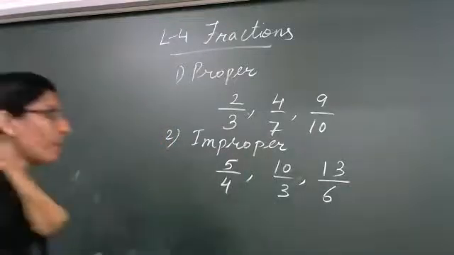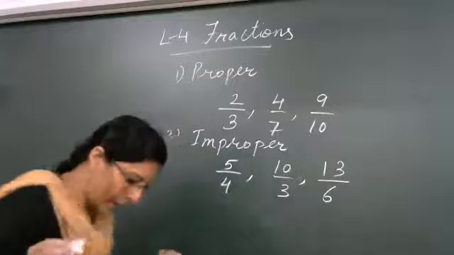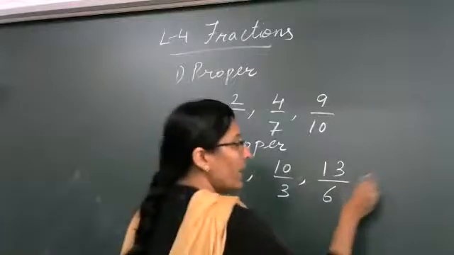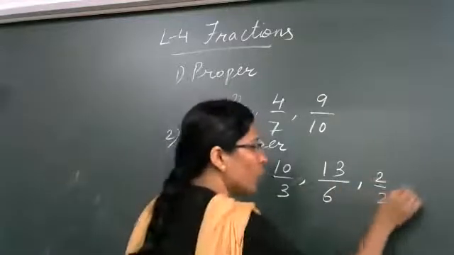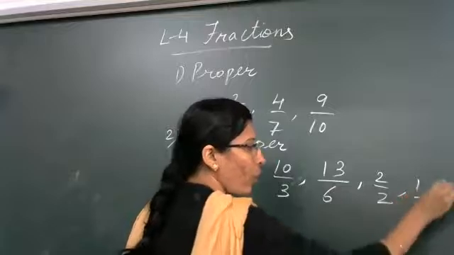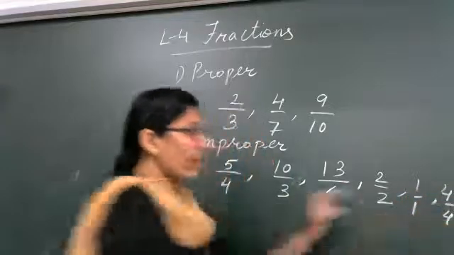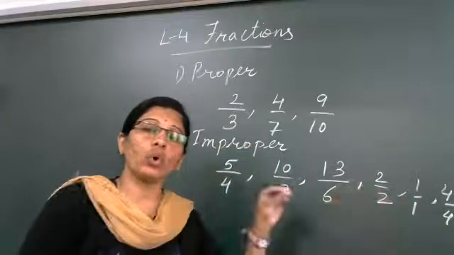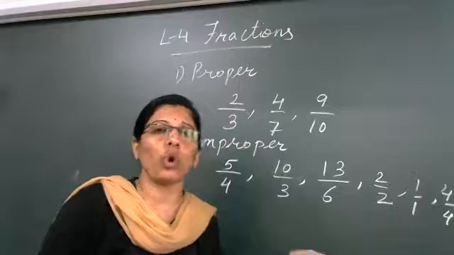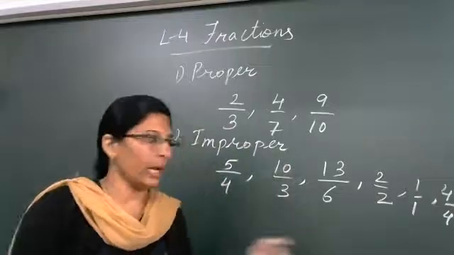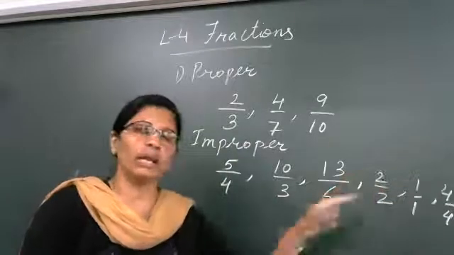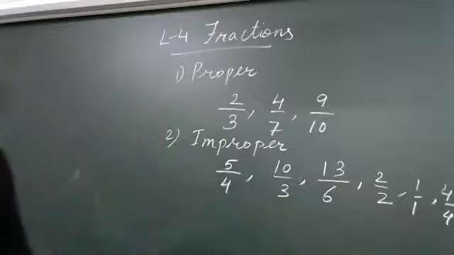Now in improper, one more thing you have to remember: when the numerator and denominator are the same, that is 2 by 2 or 1 by 1 or 4 by 4, when they are the same, those fractions are also called improper fractions only.